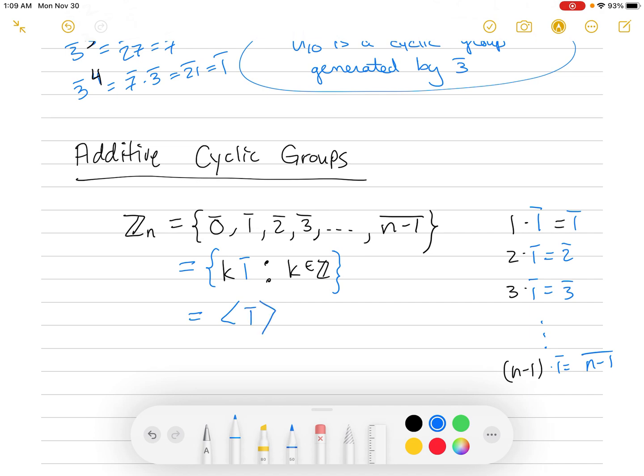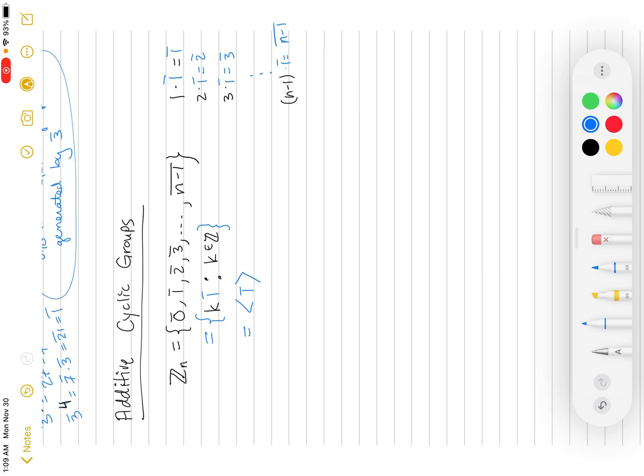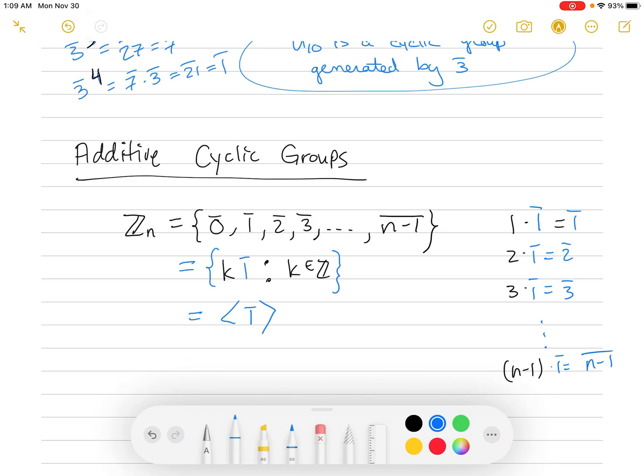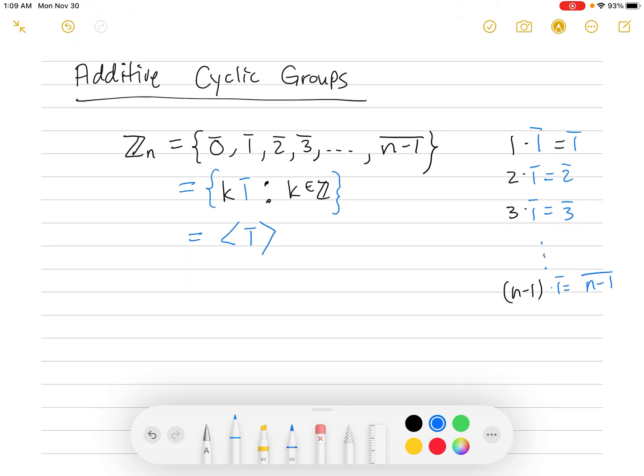So we would say this is generated by 1 bar. 1 bar is the generator. Rather than powers of 1 bar, you're taking multiples of 1 bar. When you're doing additive groups, you take multiples rather than powers. So Zn is cyclic and is generated by 1 bar.